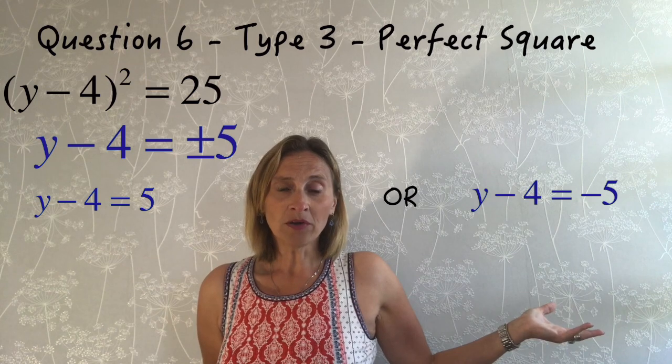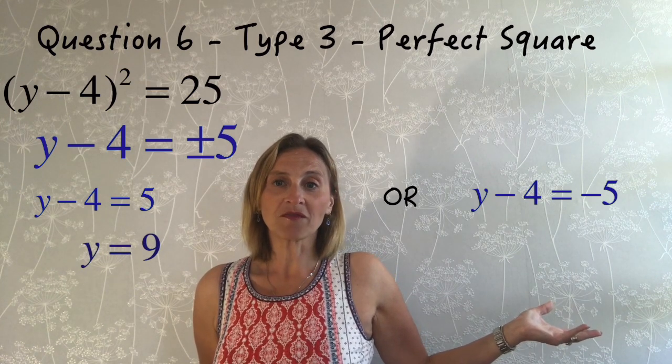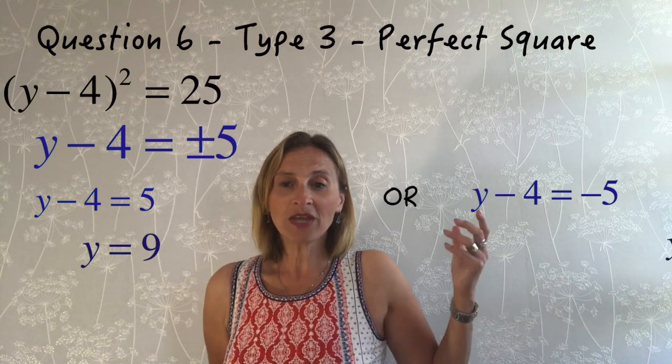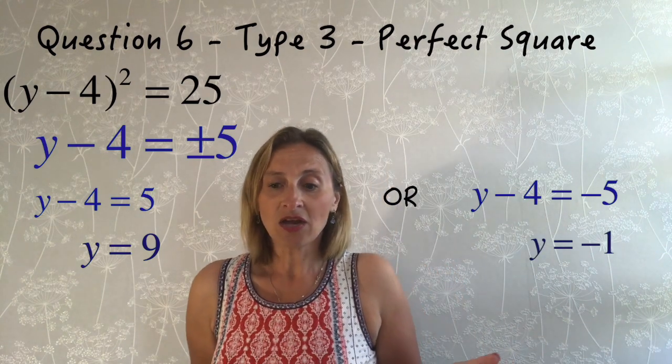So we add 4, we get y equals 5 plus 4 is 9, and we can add 4 to the other side and get y equals minus 5 plus 4, which is y equals minus 1. Question 7.